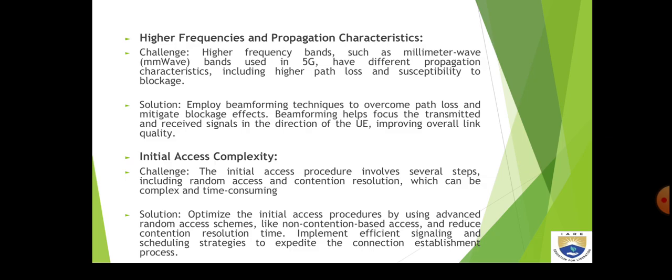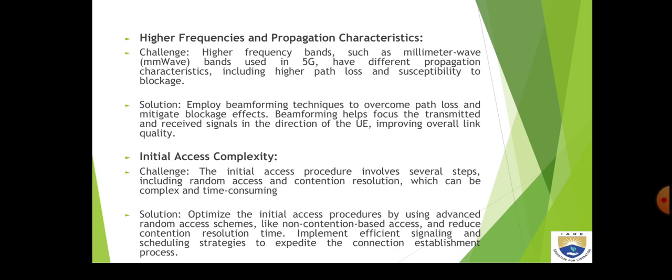Higher frequencies and propagation characteristics. Challenge: higher frequency bands such as the millimeter wave band used in 5G have different propagation characteristics, including higher path loss and susceptibility to blockage. Solution: employ beamforming techniques to overcome path loss and mitigate blockage effects. Beamforming helps focus the transmitted and received signals in the direction of the UE, improving overall quality.